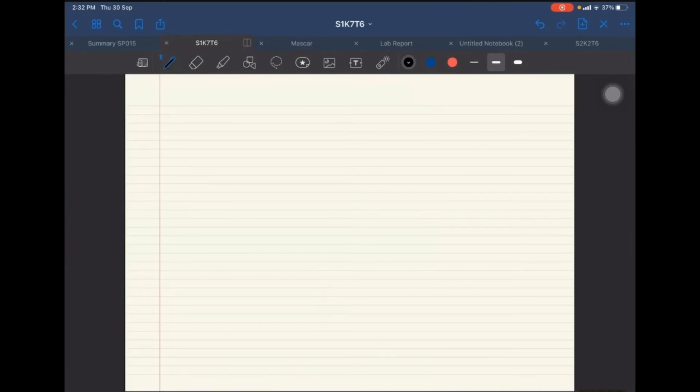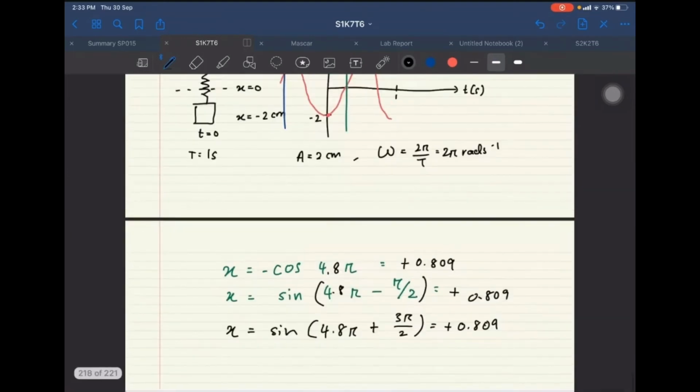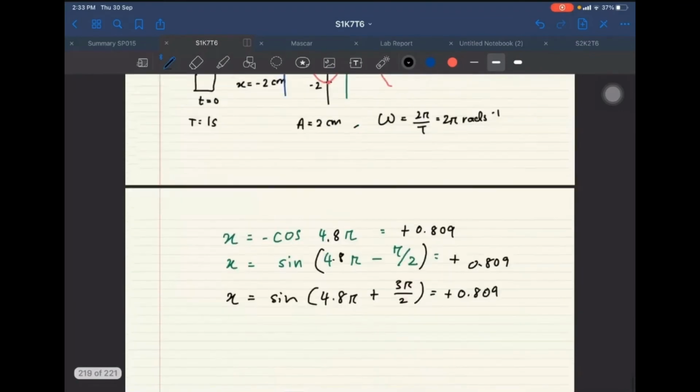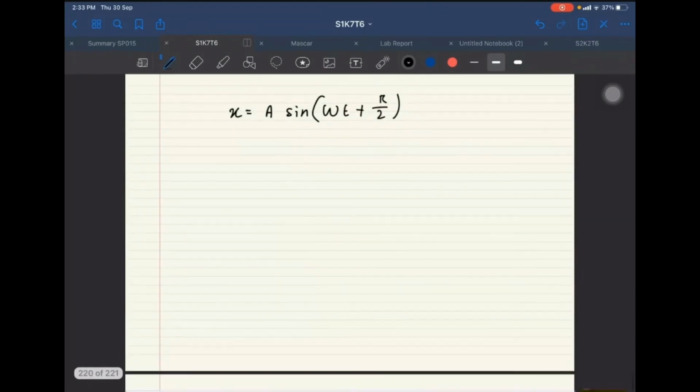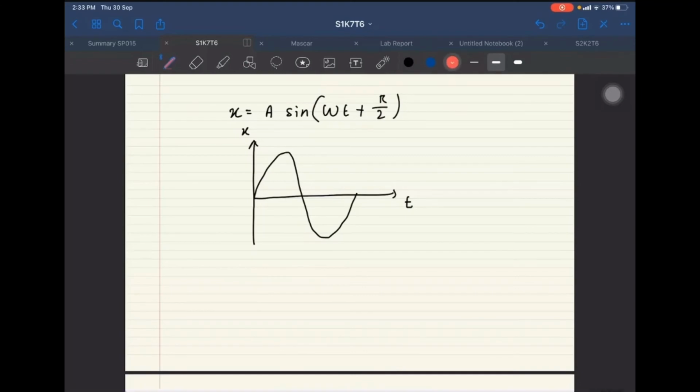For example, if I give you x equals a sin omega t, let's say plus pi over 2. Earlier we did minus, right? Earlier we did minus, now we're going to do the plus. So what you need to do, first thing first, draw the axis as usual. Then draw the shape of the original sine, so it will be something like this. Then plus pi over 2, actually you cut here.